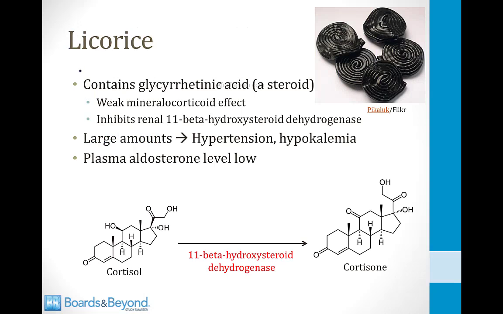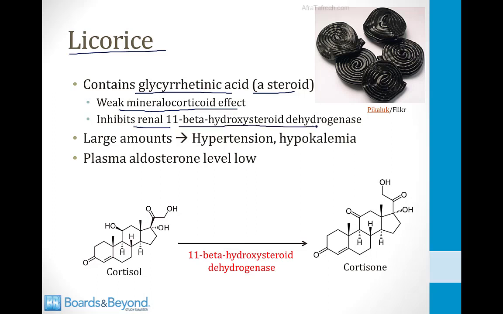You can also develop a syndrome that looks very much like hyperaldosteronism if you consume large amounts of the candy licorice. This is very uncommon, but this is the type of trivia question that your medical school professors love to ask you about. Licorice contains a compound called glycyrrhetinic acid, which is a steroid, and it exerts a weak mineralocorticoid effect. The way it exerts its effect is by inhibiting an enzyme in the kidneys called 11-beta-hydroxysteroid dehydrogenase.